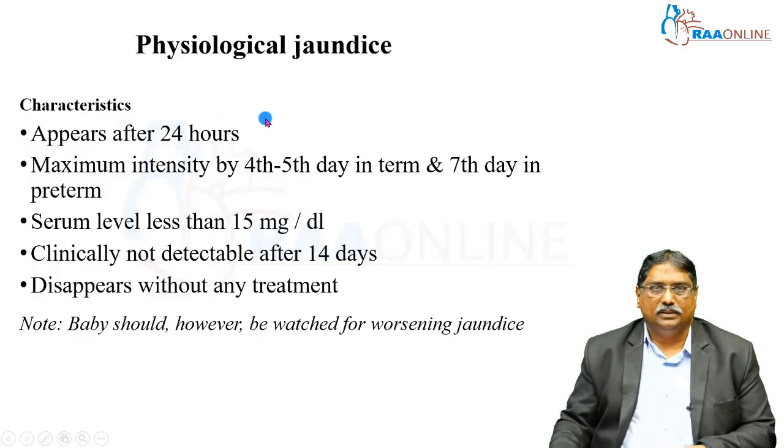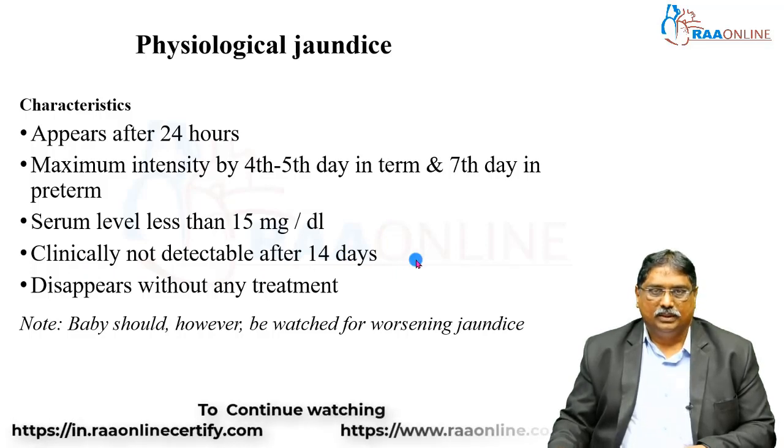So when will you think the baby has physiological jaundice? If it appears after 24 hours, the maximum intensity is about the 4th to 5th day in term babies and the 7th day in preterm babies. The bilirubin level is usually below 15 milligram per deciliter, and it is clinically not detectable after 14 days, and it disappears without any treatment. So you should remember, one assessment of jaundice is not sufficient. Jaundice should be monitored continuously.